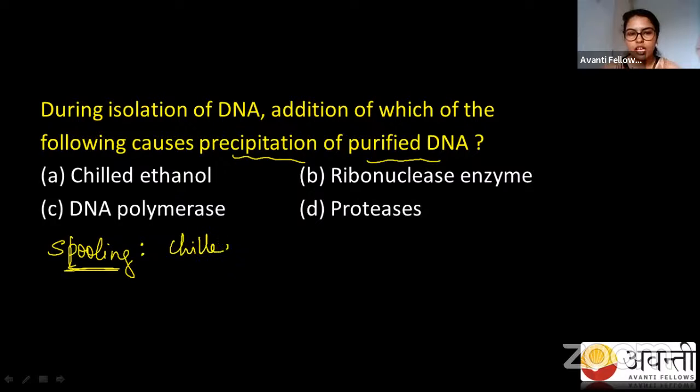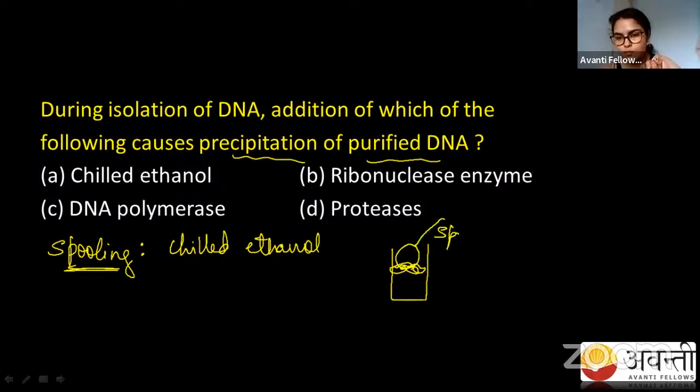We used the chilled ethanol, right? This chilled ethanol was put in the test tube containing that solution in which we had dissolved all the material except DNA. And when we used the chilled ethanol, what happened? The precipitation of DNA will occur and that will start to float. Okay, it will start to float here with the help of a special spool.